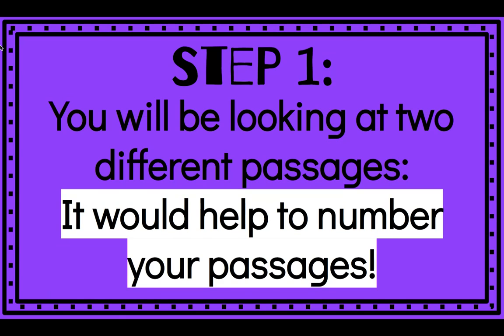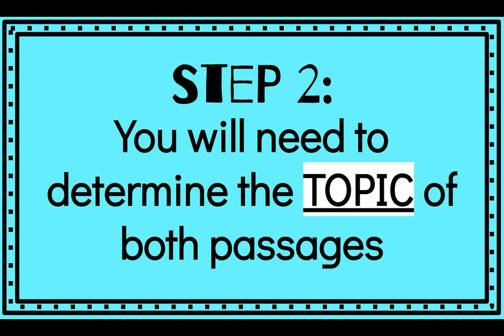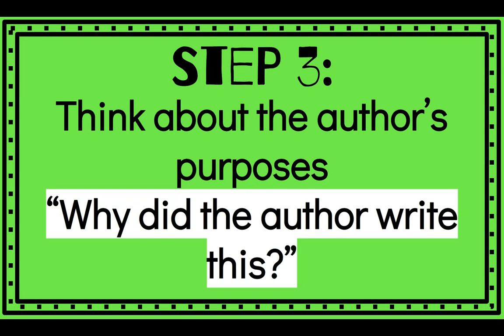So step one, when you're doing this, you'll be looking at two different passages. So it would help to number your passages, passage 1 and passage 2. Step 2, you will need to determine the topic of both passages. So when you're reading these, you need to determine what the passage is all about. You will have a topic that is the same in both passages, but you need to figure out what that topic is. Step 3, you need to think about the author's purposes. Why did the author write this passage? What did they want me to know?